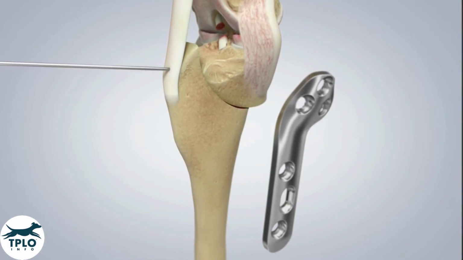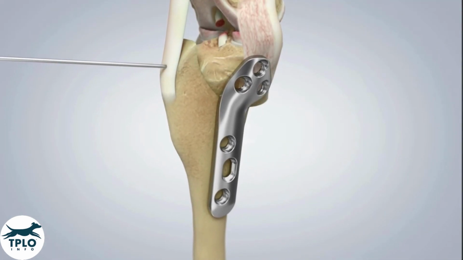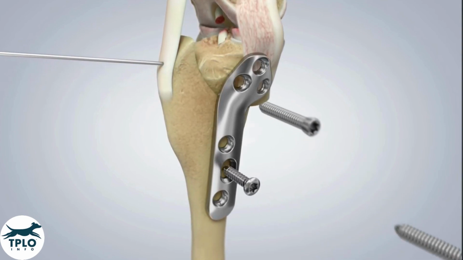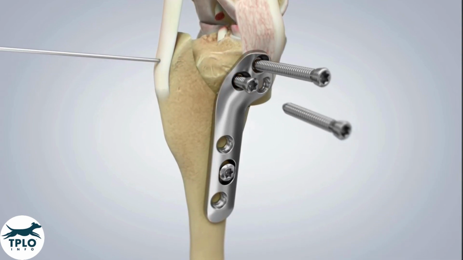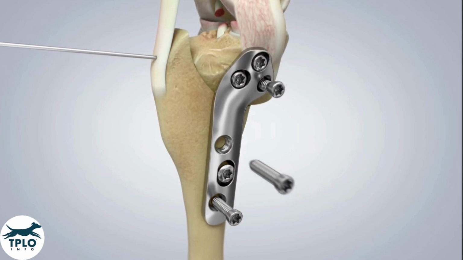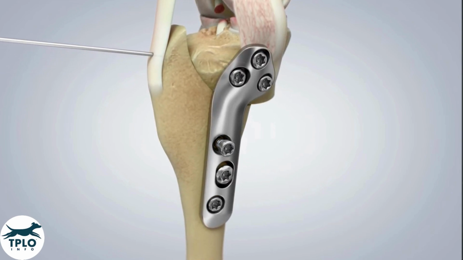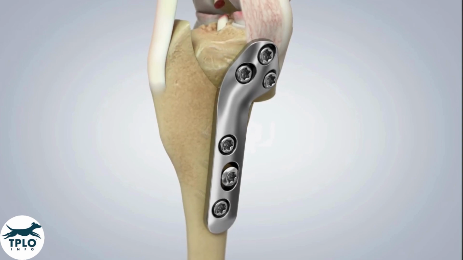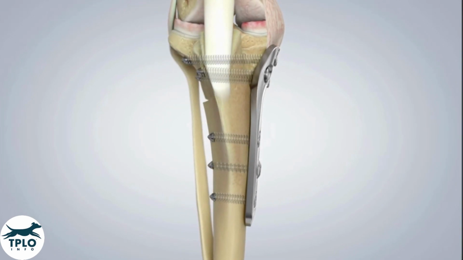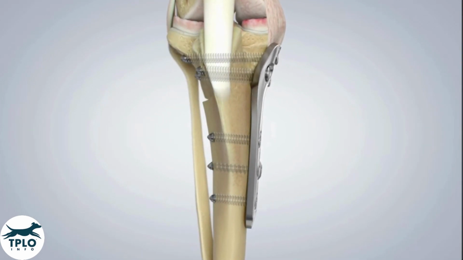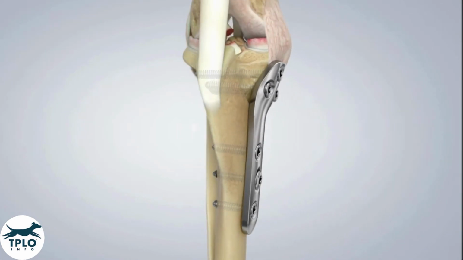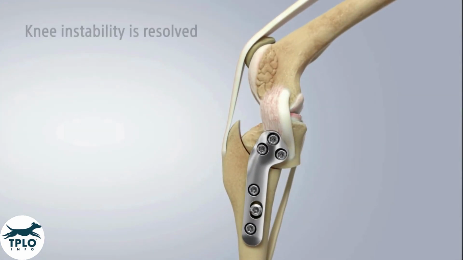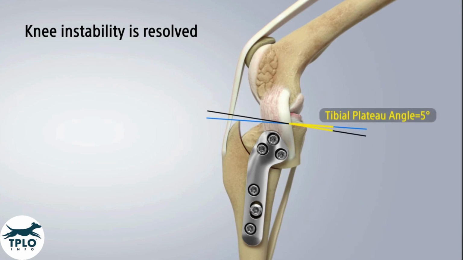The bone plate is applied to the tibia in order to maintain this new level plateau. The screws can be applied differently according to surgeon preference. Once applied, the anti-rotational pin can be removed. It is normal for the screws to stick out slightly from the bone. This new tibial plateau angle of around 5 degrees or less allows for stability of the knee to be achieved.